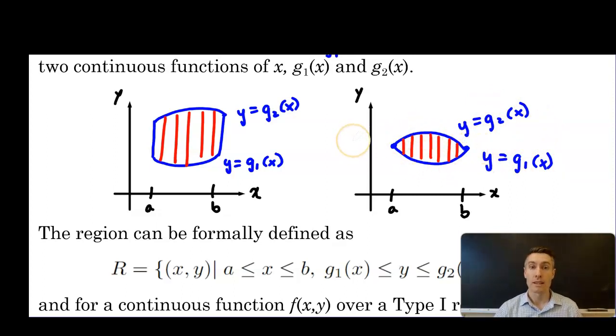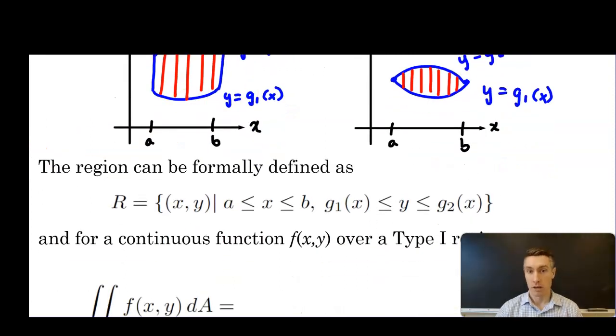So these are two examples of a type 1 region. There are so many, we wouldn't be able to cover all of them, but the idea is these are vertically simple regions. We can draw these vertical lines cleanly. They always start at the same function, end at the same function from bottom to top.